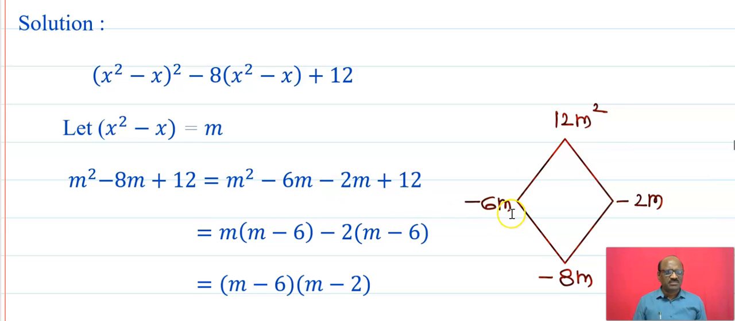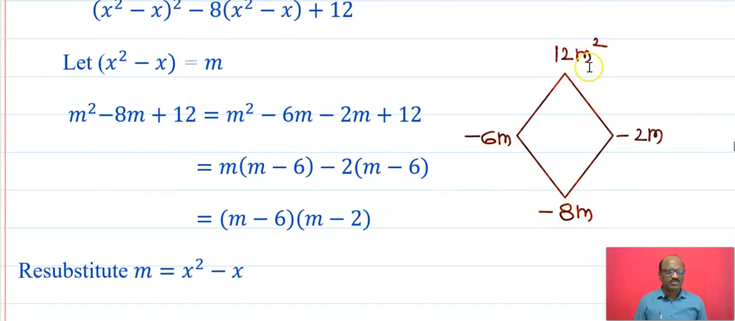Which two numbers have sum minus 8m and product 12m square? Minus 6m minus 2m is minus 8m, and minus 6m into minus 2m is 12m square. So we have written, minus 8m is replaced by minus 6m minus 2m. Then from the first two, m is common, then in bracket m minus 6. From the next two, minus 2 is common, then in bracket m minus 6. We take m minus 6 as common.